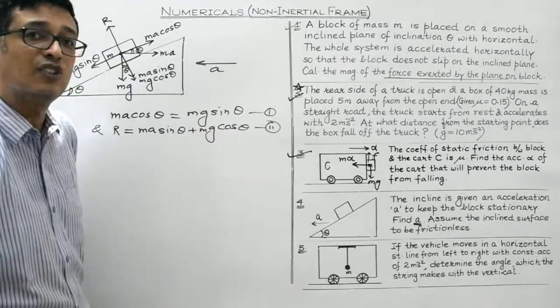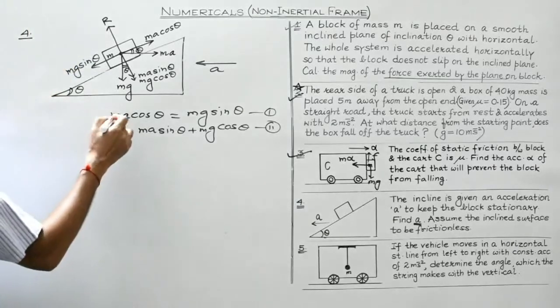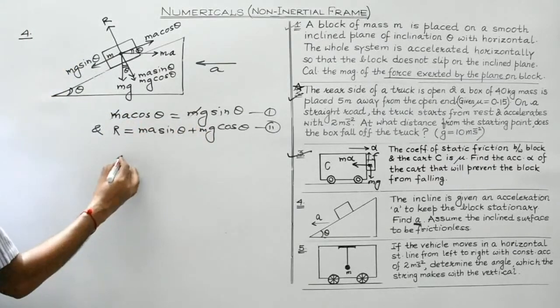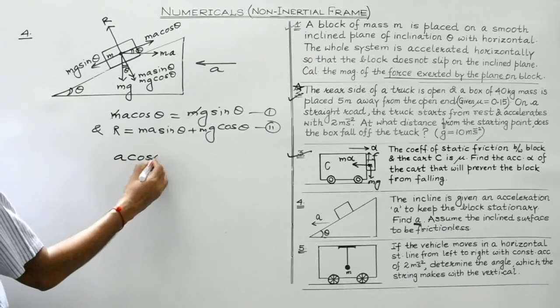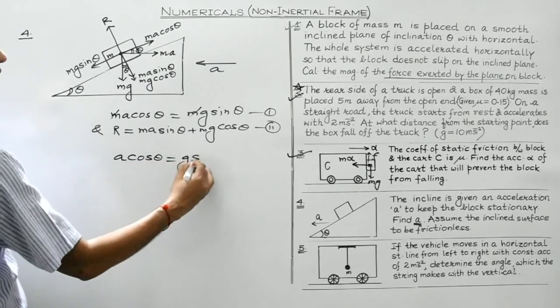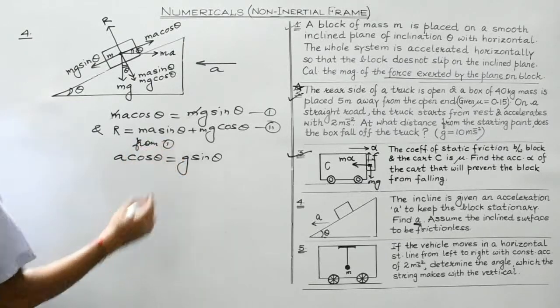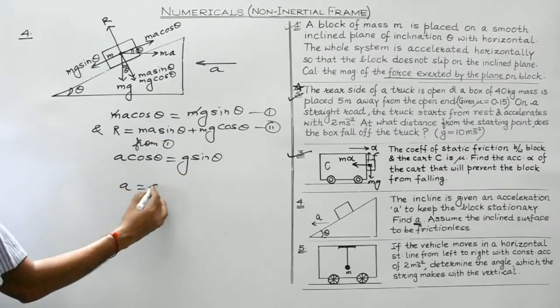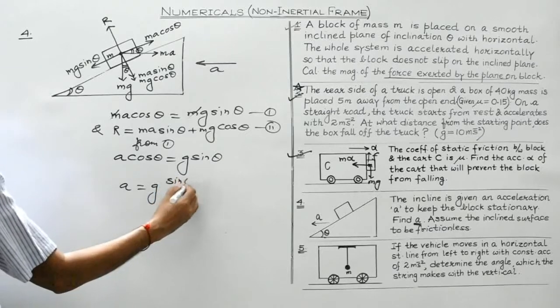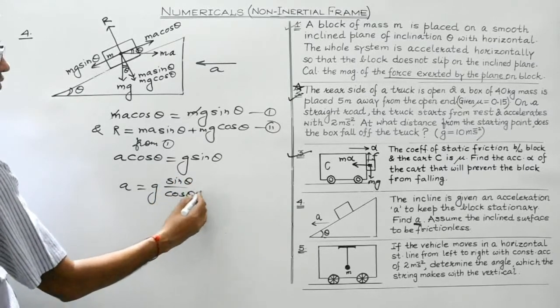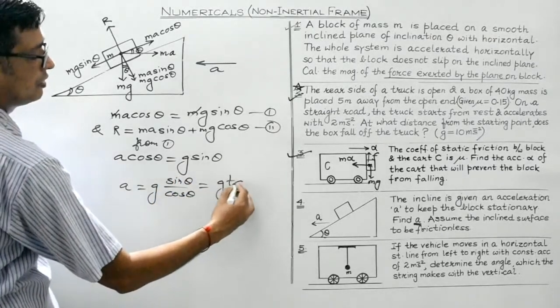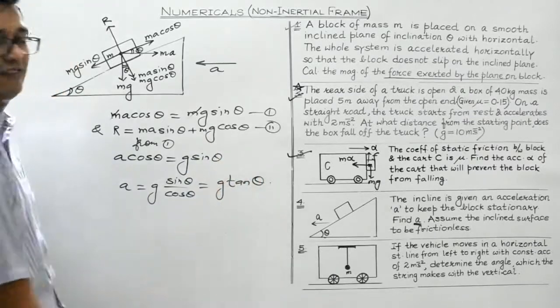Actually, we can get the answer only through equation 1. So M gets cancelled. So what do we get? A cos theta is equal to G sin theta. Make use of just equation 1. So A would be equal to G sin theta by cos theta, which is G tan theta.